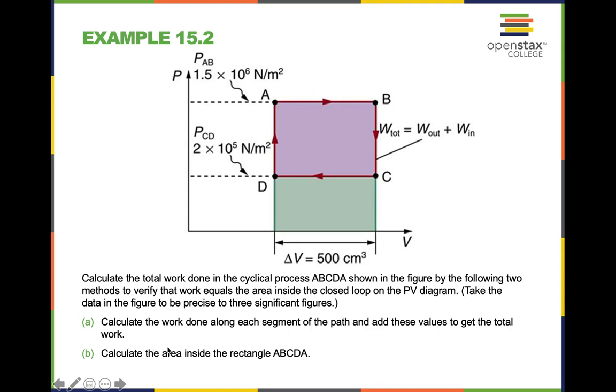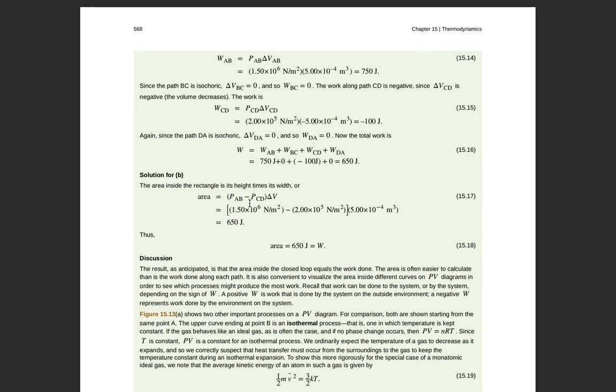So now we have to calculate the area inside the rectangle ABCDA. So if we do that, we need to have our total pressure times our change in volume. So our total pressure would be pressure AB minus pressure CD. And if we put that all together, we see that we still get 650 joules. Okay, so both methods work.